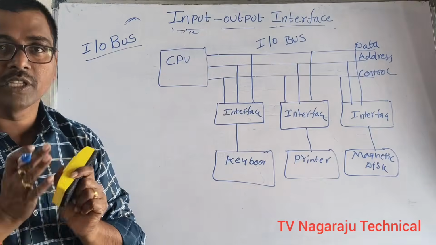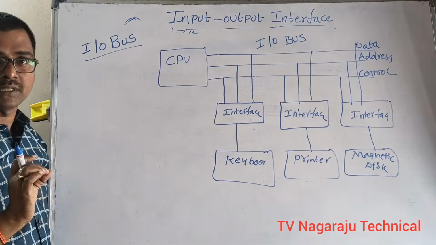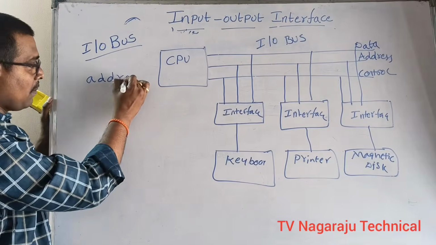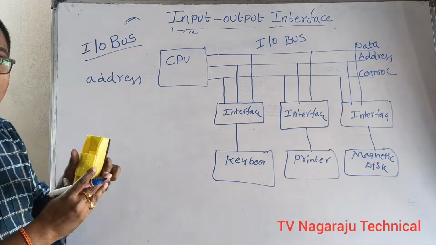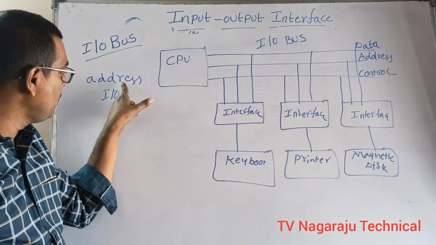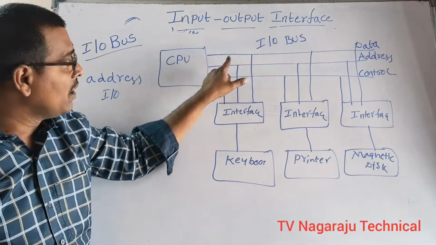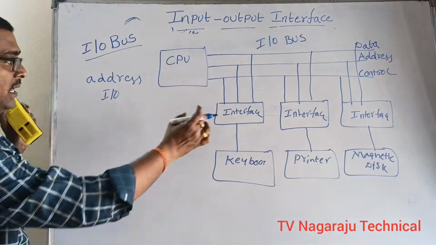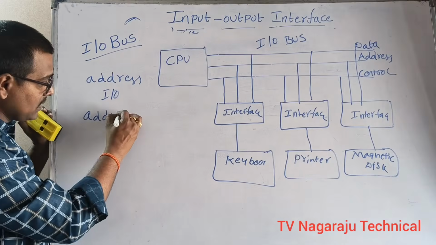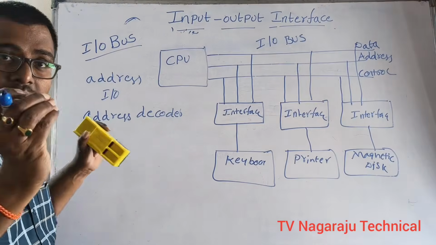Now how is the operation performed? Simply, if the CPU wants to connect with any device, the processor places the address of the I/O device. These peripherals are also called I/O devices. The CPU places the address of the I/O device on the address line. Whenever the address is placed on the address line, internally every interface contains an address decoder.